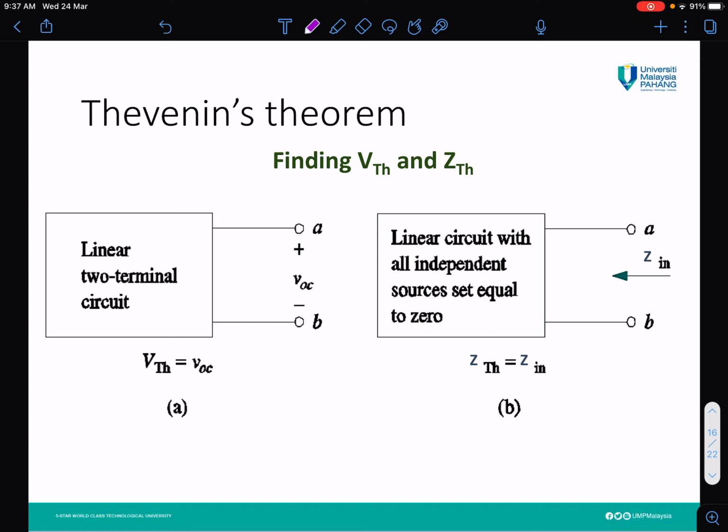Now, what are VTH and ZTH? VTH is basically VOC, where OC here is open circuit. ZTH is basically a series-parallel combination, and we need to calculate the impedance while we remove the V and I, which means the voltage source and current source.